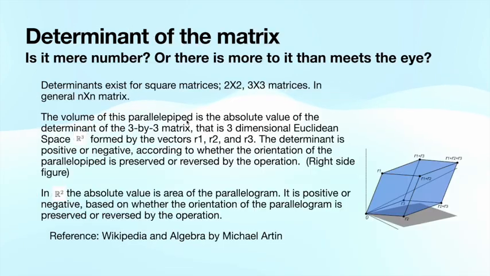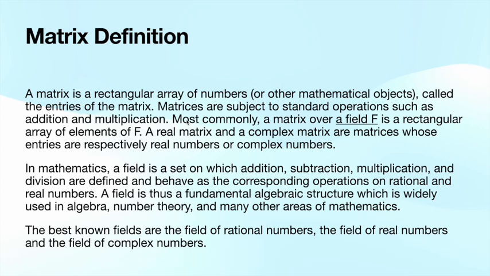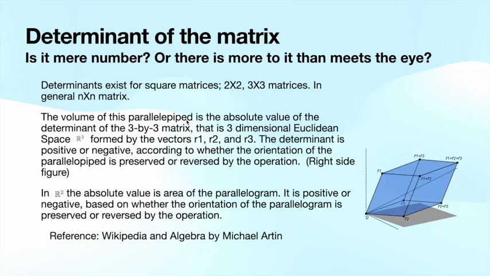And next is determinant of the matrix. Those who are familiar with matrices will know the determinant of a matrix is a value we get through a process of calculation. If you do the process of calculation, we will get the determinant of the matrix. That data is available in Wikipedia, and in the previous slide also, all these definitions I have taken from Wikipedia. So determinant of the matrix, is it a mere number or is there more to it than meets the eye?